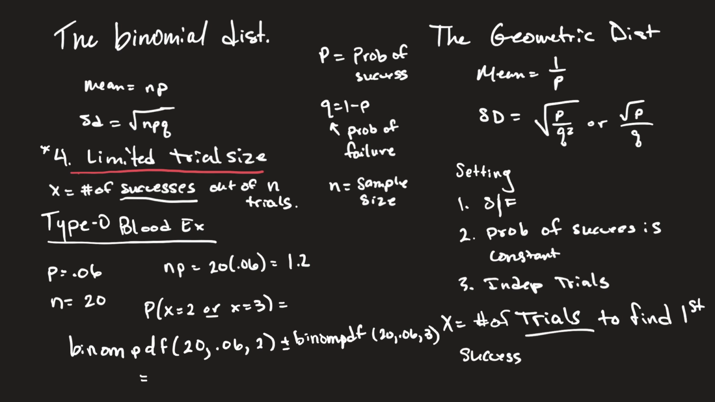I would probably type it in just like you see it on my calculator. Binomial PDF of 20, 0.06, 2 plus the binomial PDF of the other thing. Let me erase this because that looks like plus or minus, and that is not what we're doing. It is just plus. Work this out, you get 0.3106 as your result. So there's just slightly more than a 31% chance of getting 2 or 3 people to walk into the clinic that have type O negative blood.